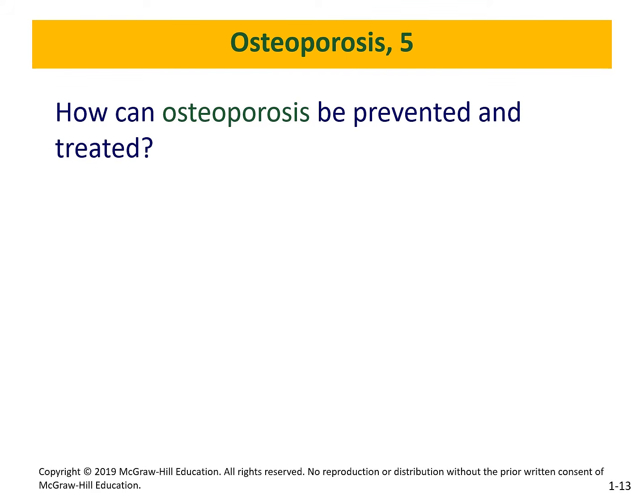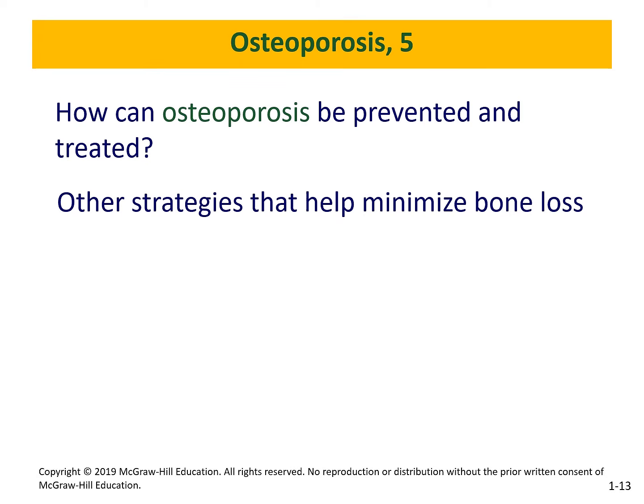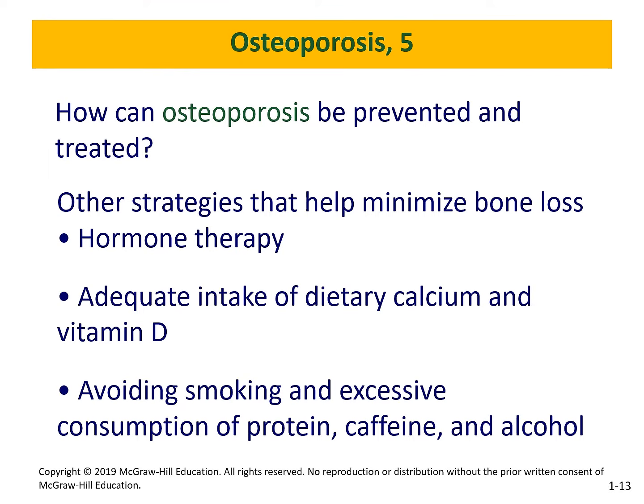Okay, how can osteoporosis be prevented and treated? Other strategies can help minimize bone loss: hormone therapy, adequate intake of dietary calcium and vitamin D. Now, I know that a lot of people are lactose intolerant, right? So they don't drink milk, but they need to take calcium from other sources. And avoiding smoking and excessive consumption of protein, caffeine, and alcohol will be good. Now, all of this is descriptive, correct?